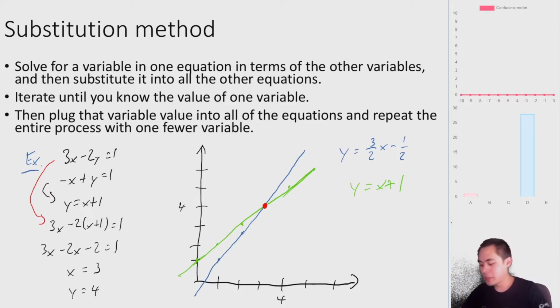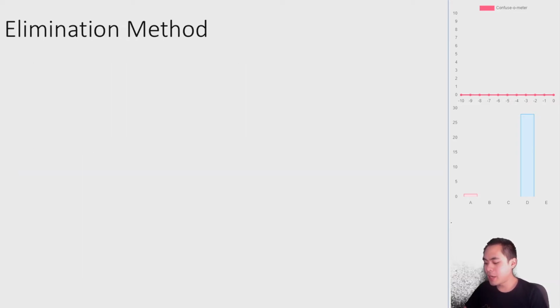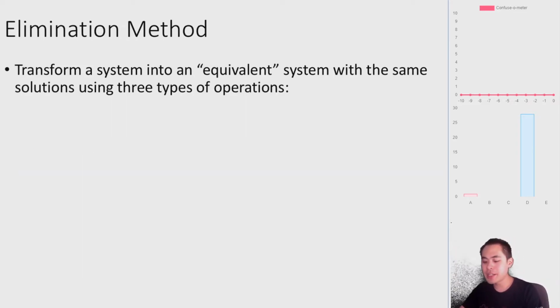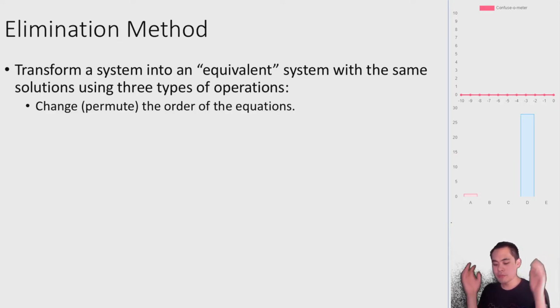Okay, so that's one way of doing it. But of course, that can get a little bit cumbersome at times. And so often, one of the other things we learn is that we can transform a system into an equivalent system using 3 types of operations. These are the types of operations we mean when we say that one equation can be derived from all the other ones. You can change to an equivalent system by just permuting the order of the equations. That obviously doesn't make a difference.